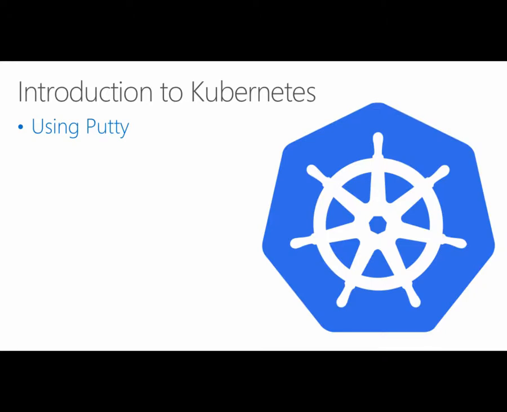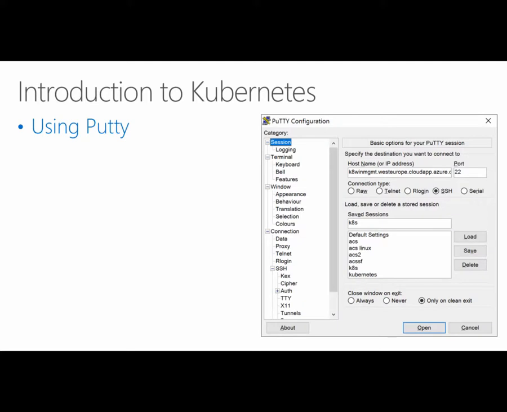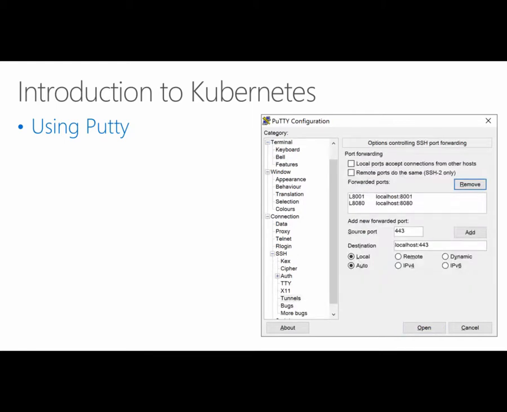First, I need to make sure we have access to the master node, and this is done by using PuTTY. You can see I have configured PuTTY to interact with my master node by entering the DNS name, and I have configured port forwarding so I can locally access 2 ports on the master node using my browser.